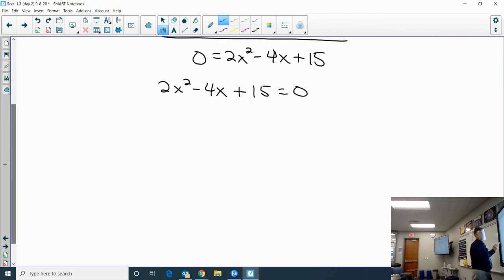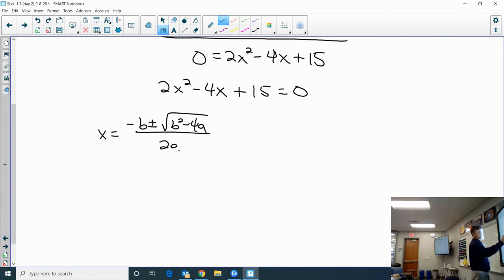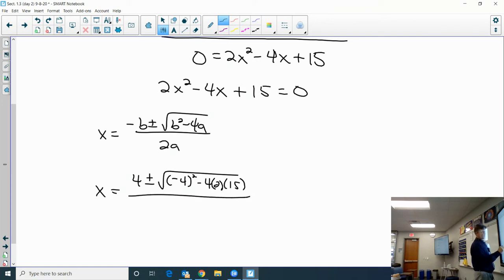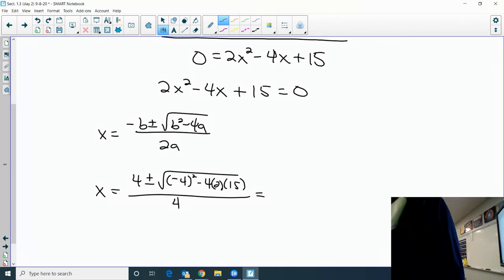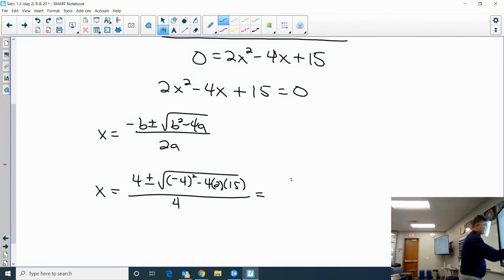All right, let's see what we got here. x equals negative b plus or minus square root b squared minus 4ac all over 2a. So x equals the opposite of negative 4 is 4. Negative 4 squared minus 4 times 2 times 15 over 2 times 2, 4. All right, Mia, what'd you get underneath the radical? Negative 104. 4 plus or minus square root of negative 104 all over 4.